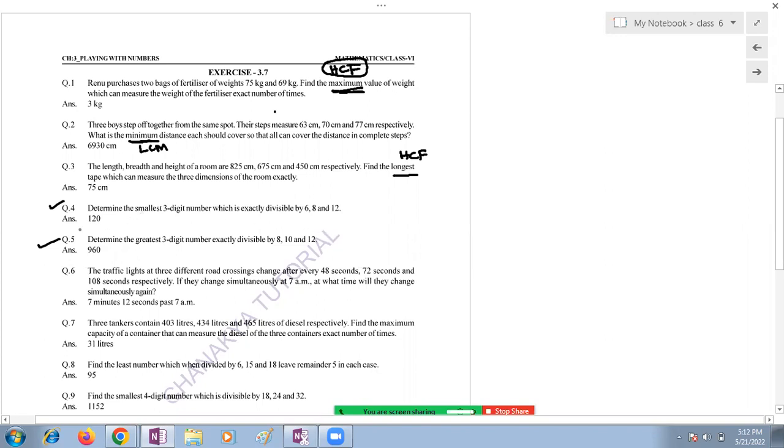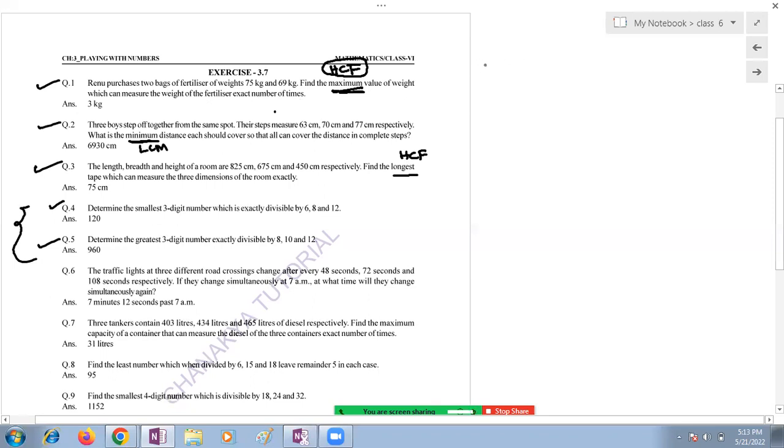Suppose in this case is a special case, children. I will let you know a little later. Let me complete the first question, second question, and third question by looking at the keyword. Renu purchases 2 bags of fertilizer of weight 75 kg and 69 kg. Find the maximum value of weight which can measure the weight of the fertilizer an exact number of times.